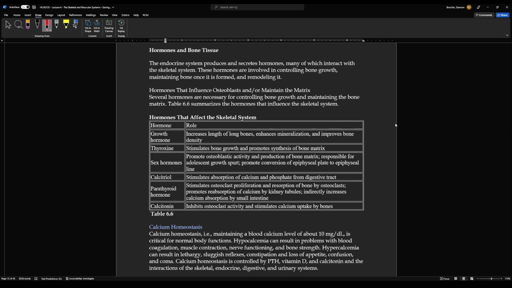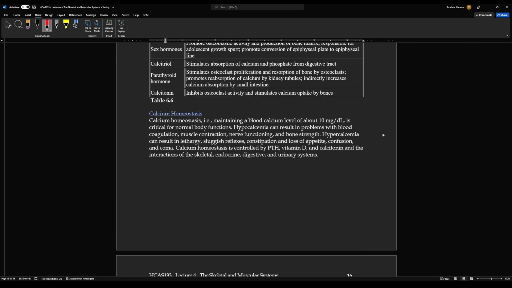I believe the thyroid hormone actually has receptors on just about every cell in the body. So it's a very, very, very powerful hormone. And when we talk about the endocrine system, you'll see why.